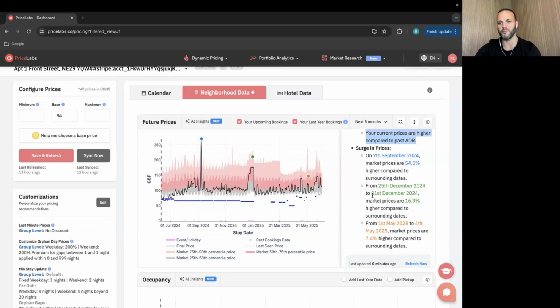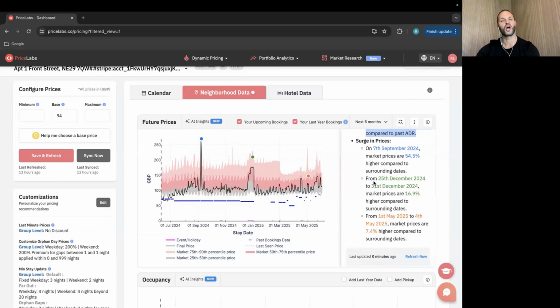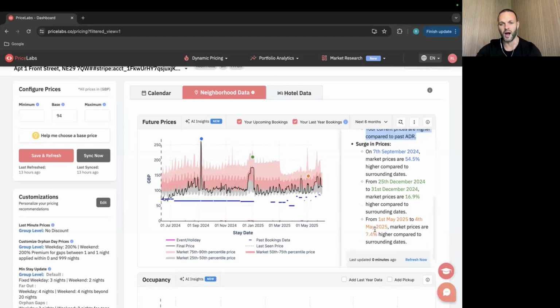From the 25th of December to the 31st of December 2024, market prices are 16.9% higher compared to surrounding dates. Again, a lot of people come to the area, stay with family over Christmas, and have their own accommodation. And then from the 1st of May to the 4th of May, market prices are 7.4% higher. I actually don't know why that is, but I'd imagine there's possibly an event on. But the idea here is that we should be going into our calendars and pulling out these dates.